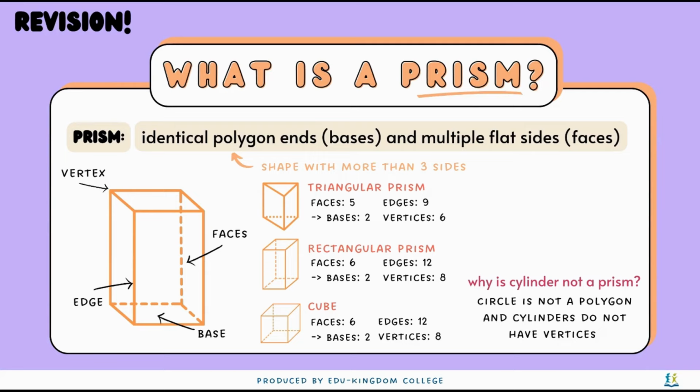So now, why is a cylinder not a prism? A circle is not a shape with more than 3 sides, therefore it's not going to be a polygon. And circles don't have any vertices, therefore it can't be considered a prism.